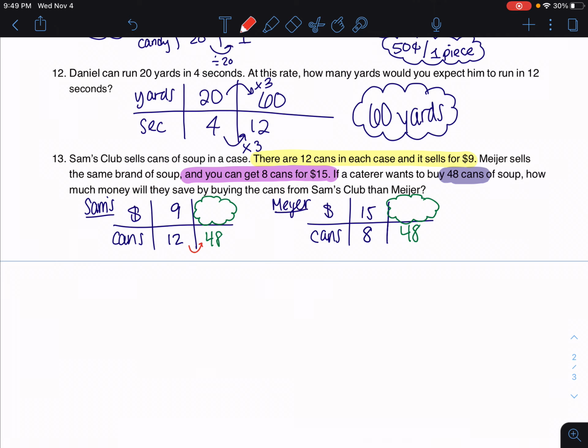So to get from 12 to 48, I'm going to multiply by 4. So 9 times 4 is 36. Over here, I'm going to multiply by 6 to get to 48. So if I multiply by 6, 15 times 6 is 90. So I save quite a bit of money by buying the cans at Sam's Club. So I'm going to do 90 minus 36. So 10 minus 6 is 4. So $54.